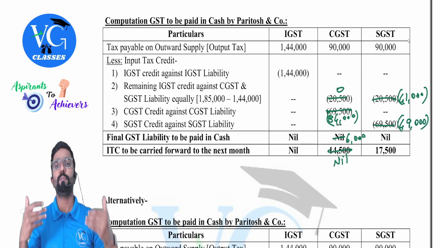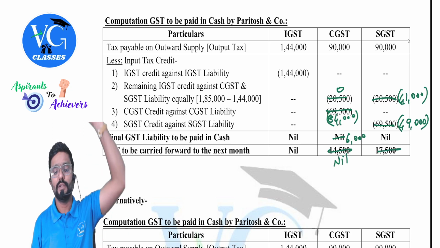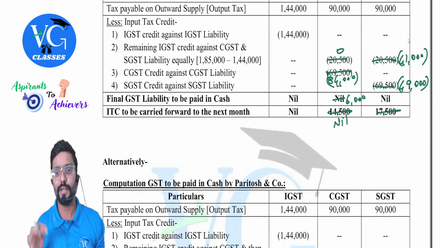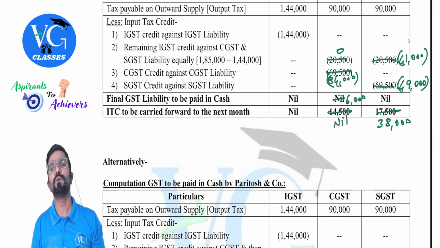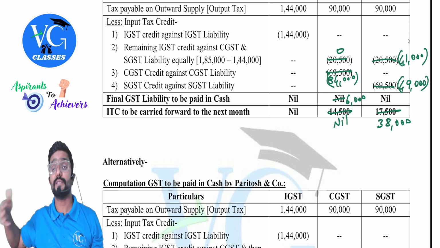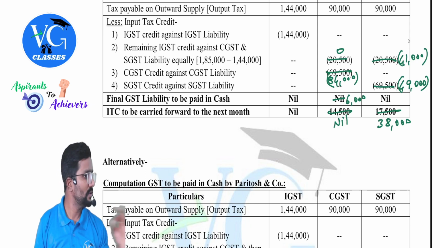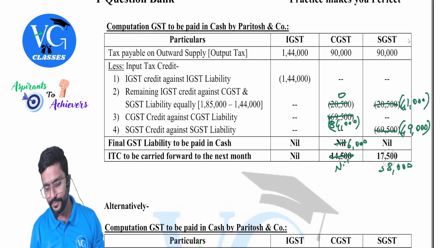So the tax to be paid through the cash ledger is nil, but the credit to be carried forward is how much? 87 minus 49. That means even though you had a credit, you didn't use it effectively. You ended up paying 6,000 in cash. In the previous case, you ended up paying 3,000 in cash. So was it a good decision? No, guys. First I took care of it equally.